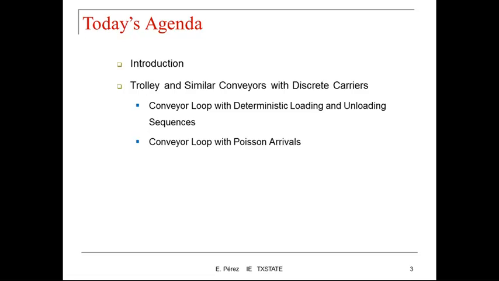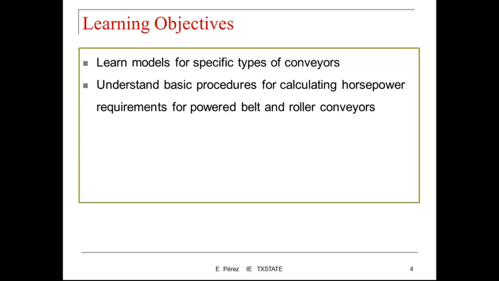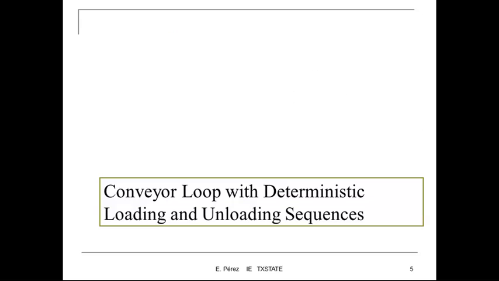And today I'm going to start from there. I'm going to go over the example one more time, and then I'm going to transition to a conveyor loop with Poisson arrivals. So the conveyor loop with deterministic loading and unloading sequences, this is what we covered on Monday and Wednesday.